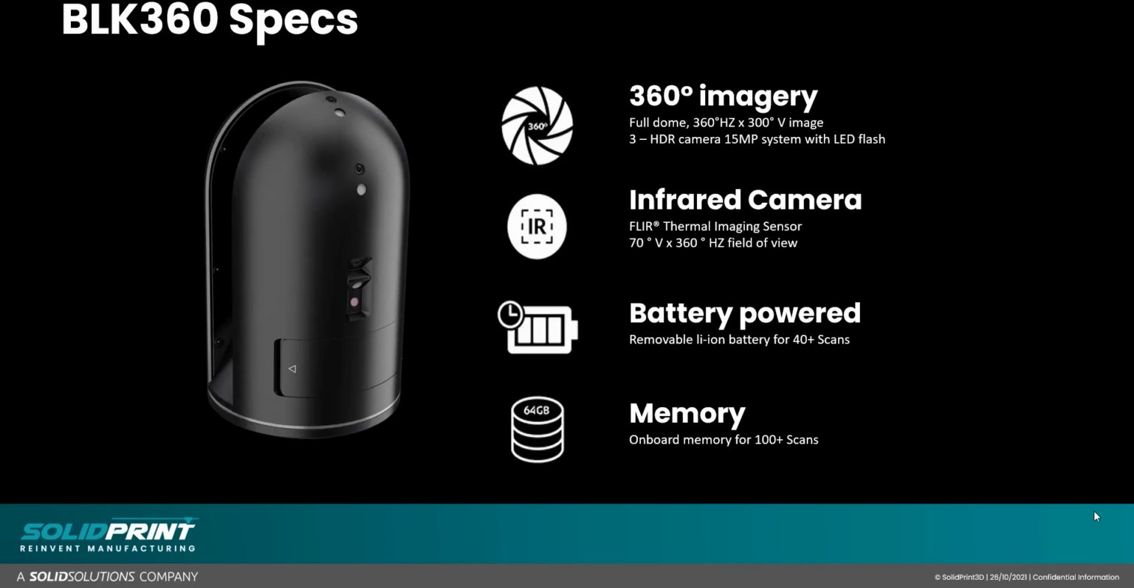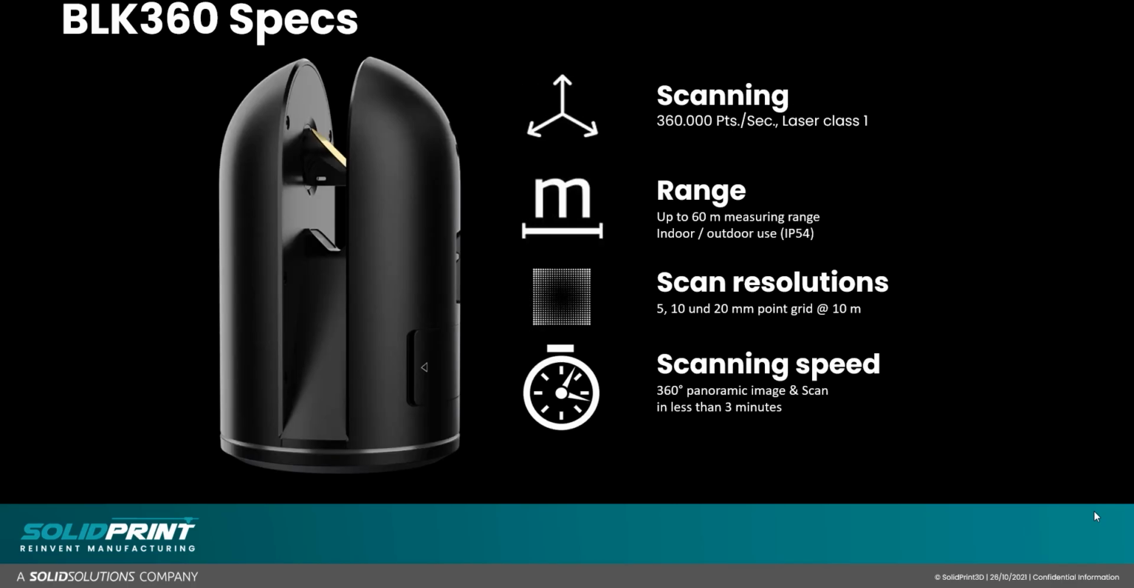One nice feature of the Leica is the IR sensor, which allows you to capture thermal imaging of the environment you're scanning. The Leica has a range of about 60 meters and can be used both indoors and outdoors.